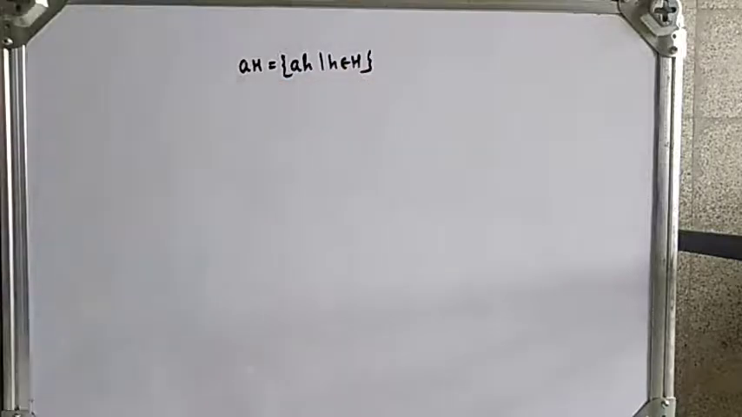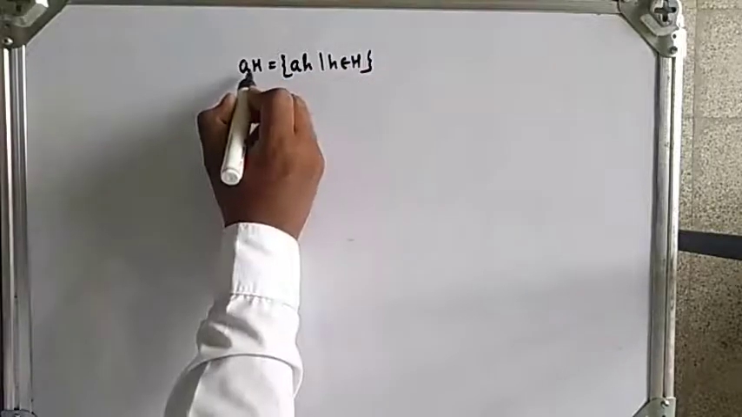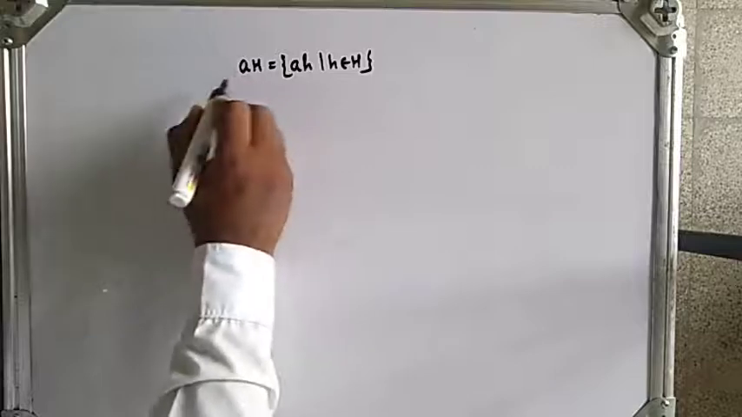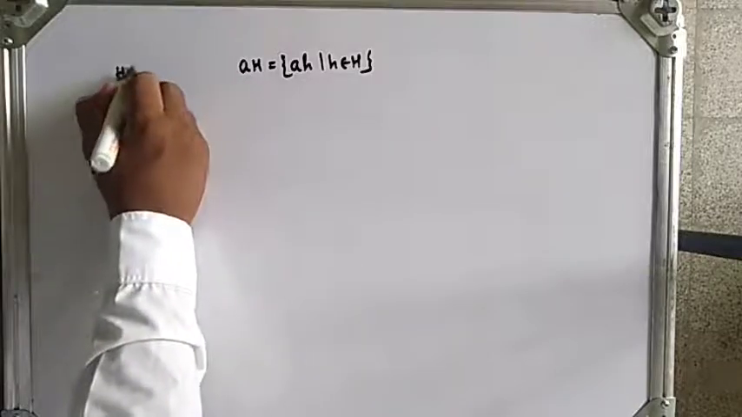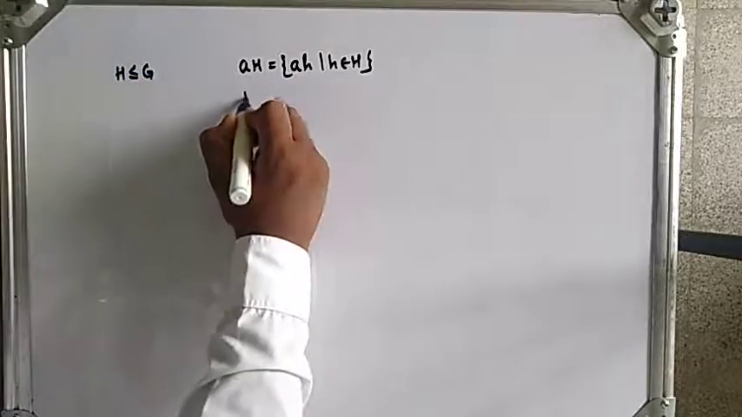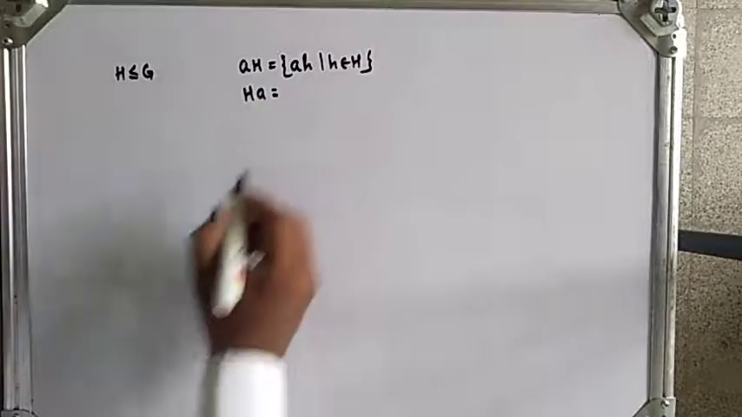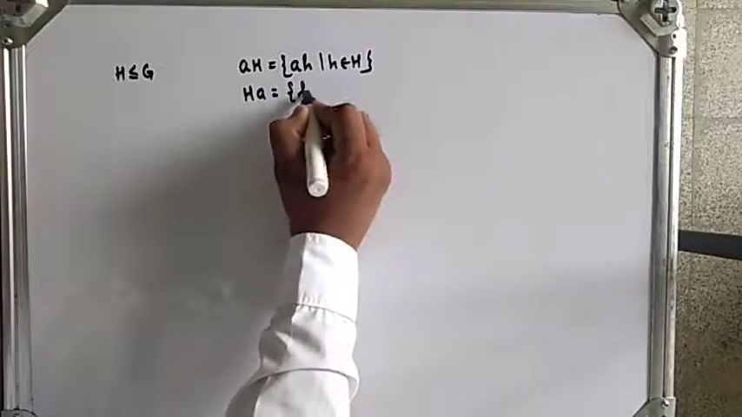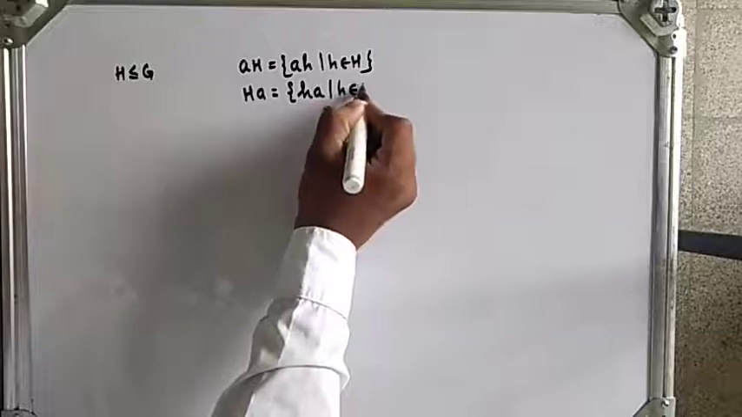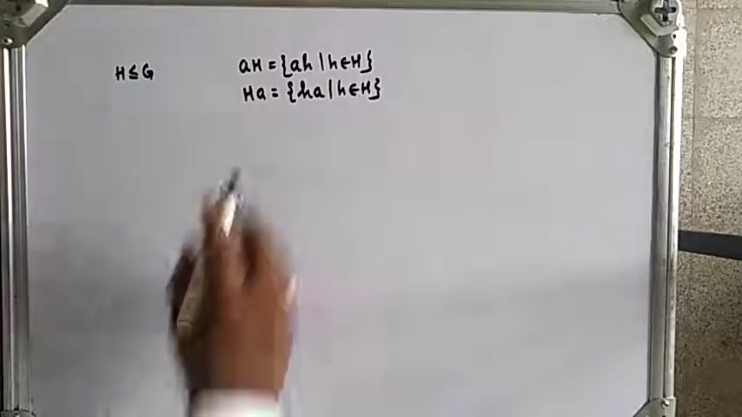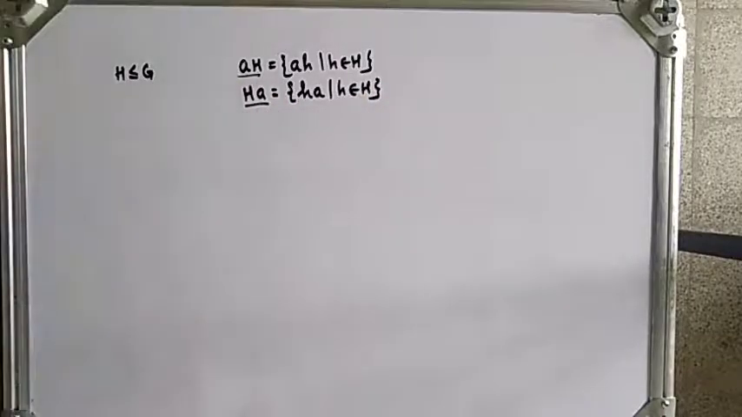Then we see that aH is the coset containing a. So here this is the left coset containing a, where H is a subgroup of G, and Ha is the right coset containing a, which is defined by h·a such that h belongs to H. So this is the left coset and this is the right coset. Now in this lecture we will see Lagrange's theorem.